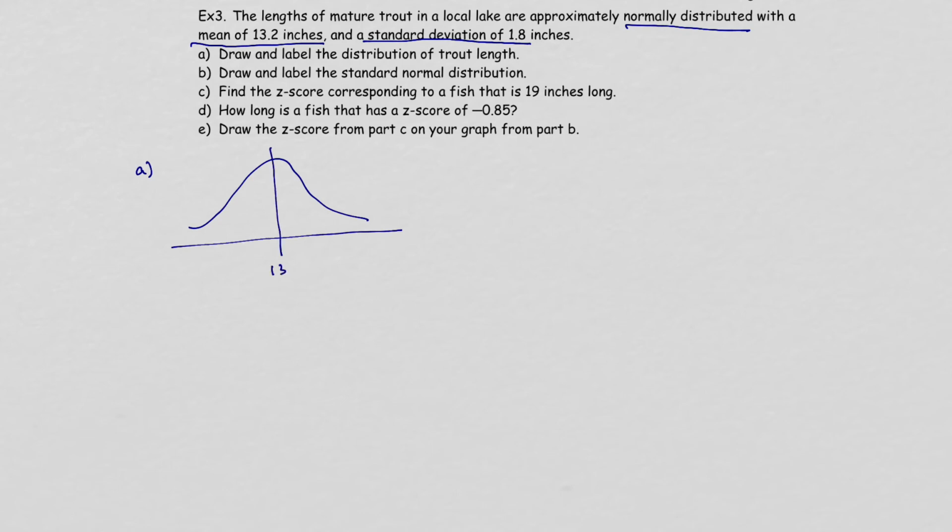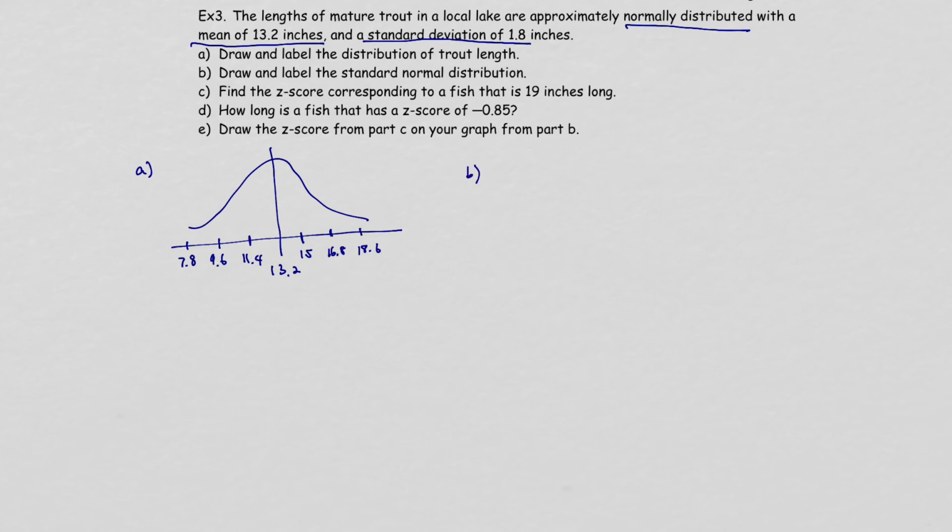Your mean is going to be 13.2. And because your standard deviation is 1.8, this is going to be adding 1.8, which is 15. Adding 1.8 will be 16.8. Adding 1.8 again will be 18.6. And this is going to be subtracting, so it will be 11.4, subtract 1.8 again will give you 9.6. This is going to be 7.8. So that's going to be the normal distribution curve with the given information about the trout, right?